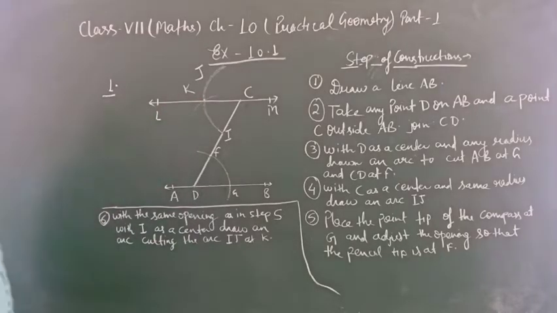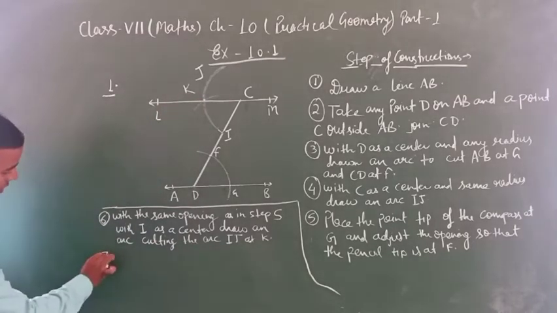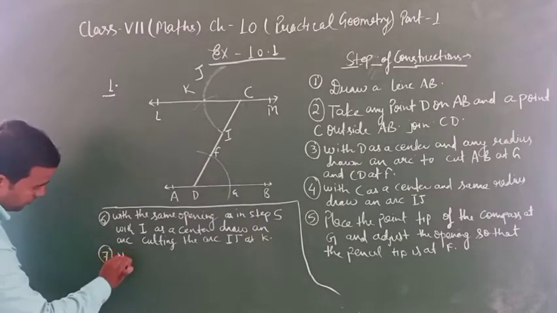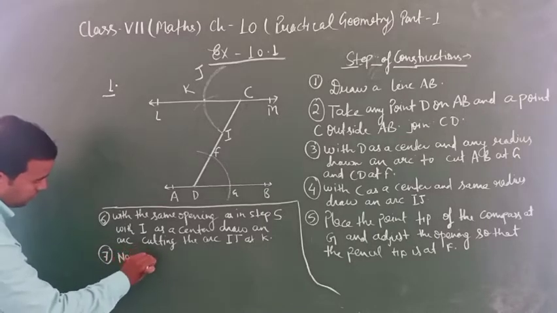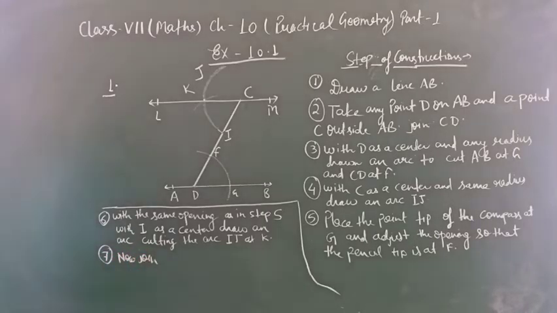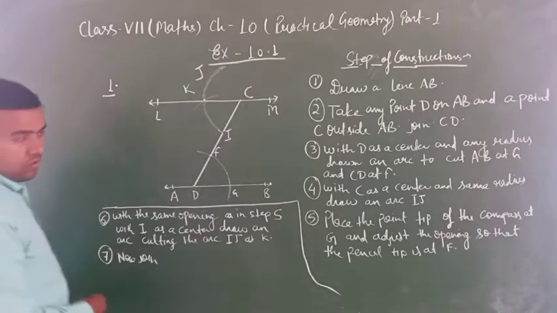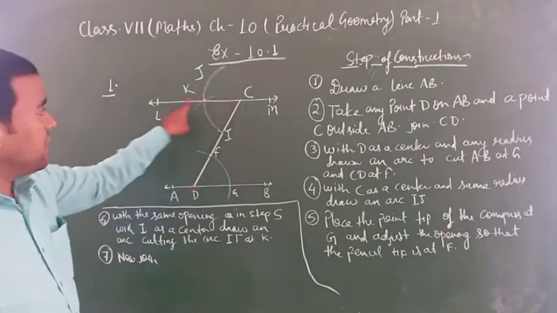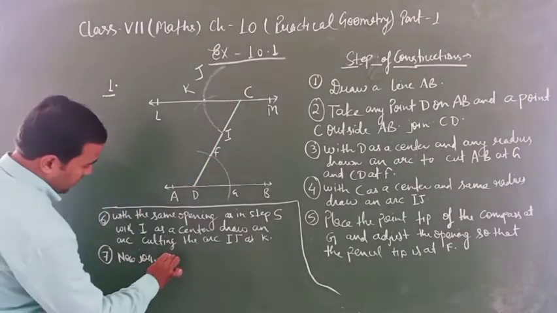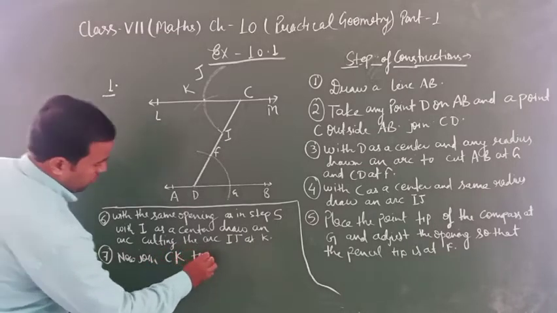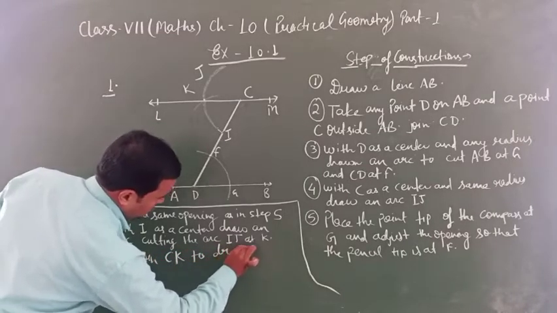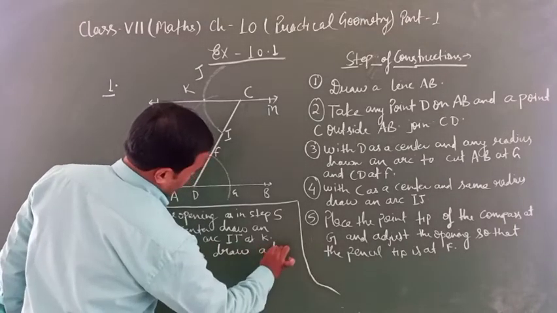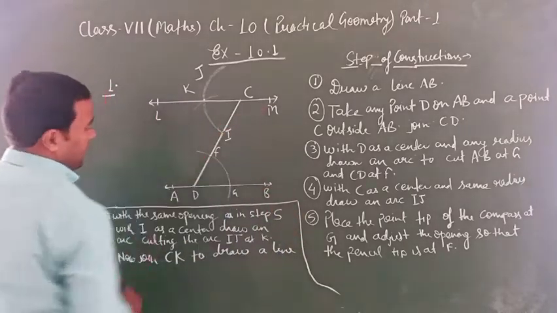Clear? Now step number 7 we will write. Now join. What will we join? CK. Now join CK to draw a line. Which line? LM.